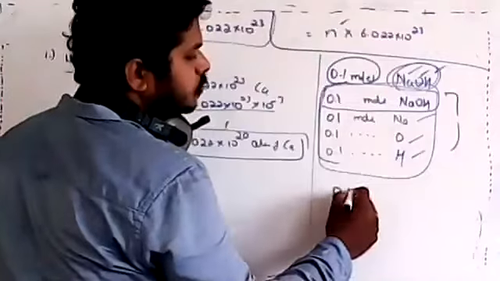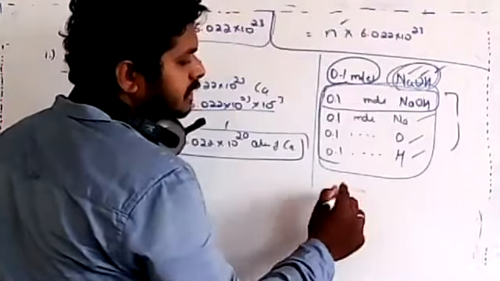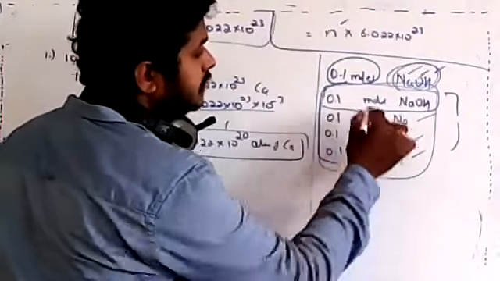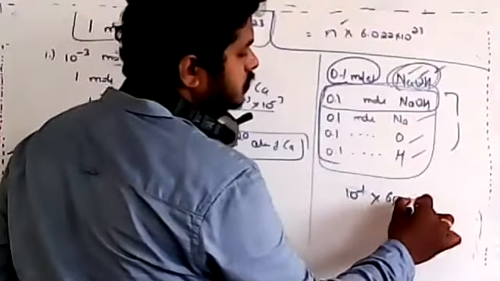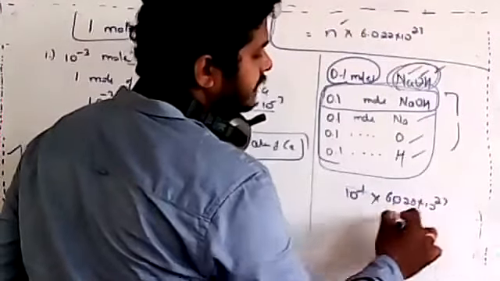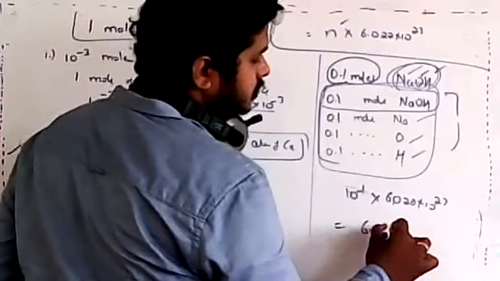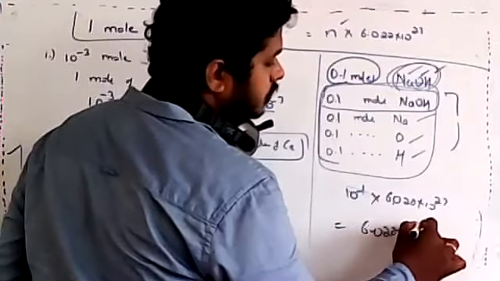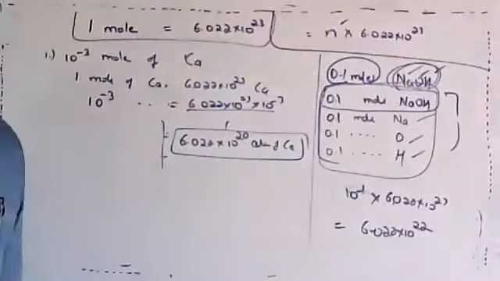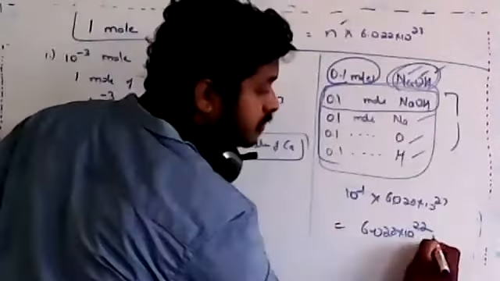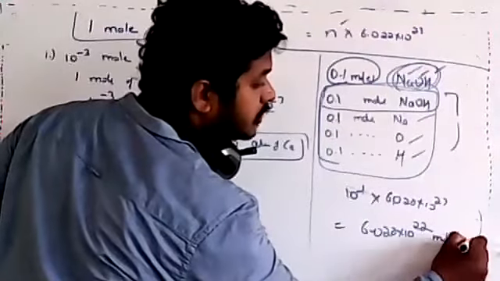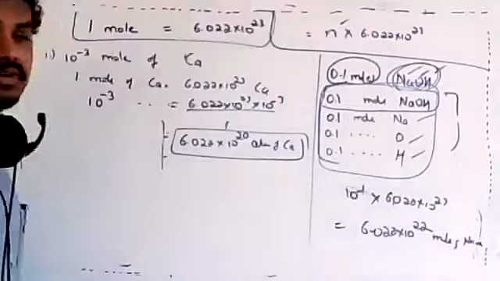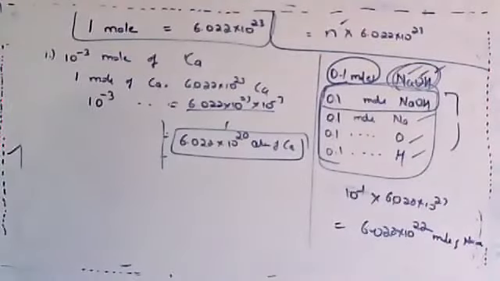It is 0.1, which you can write as 10 to the power minus 1, into 6.022 into 10 to the power 23. So we have 6.022 into 10 to the power 22 molecules of NaOH.